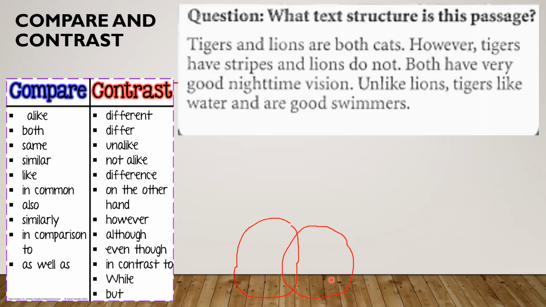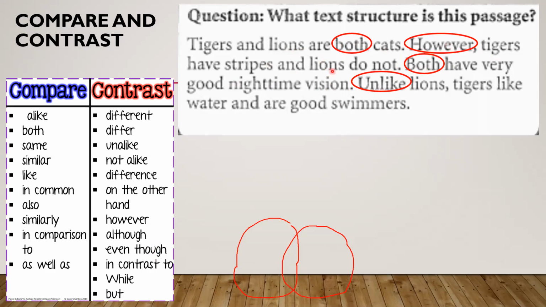So if we look for keywords, we have both here, however, both, and unlike. So these tell us about what is the same. The words both tell us about what is the same. In here, it's telling us that tigers and lions are both cats, and they both have good nighttime vision. So those two would go in the middle. However and unlike are both contrasting words. So these two parts are telling us about what is different about both of them.